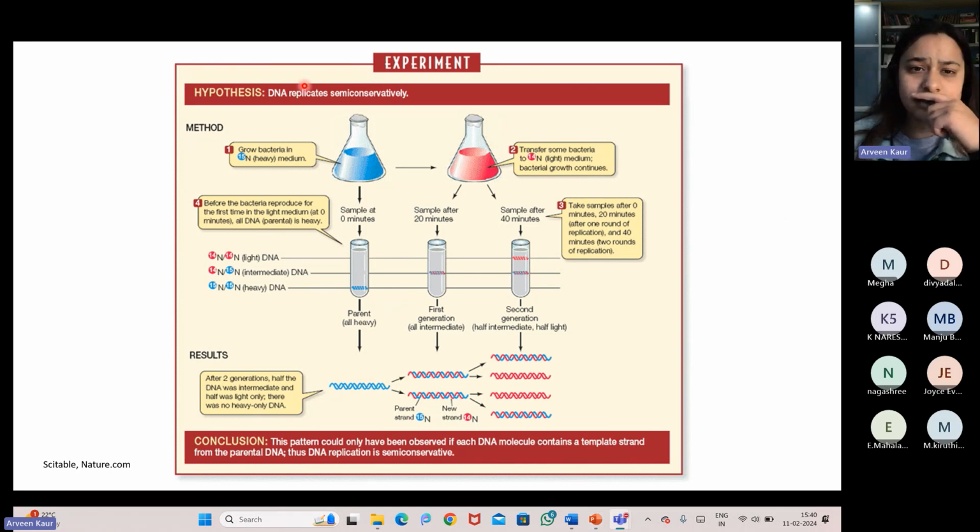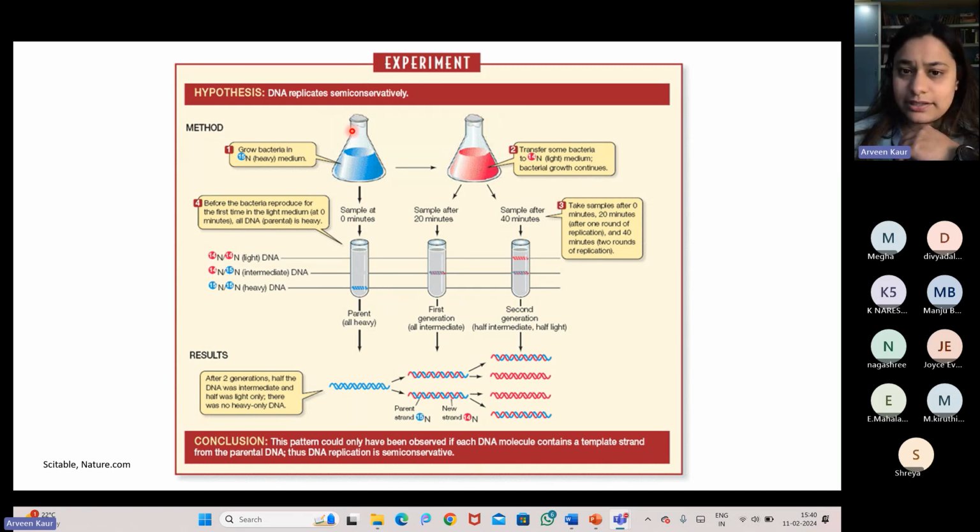So, what was their hypothesis? That DNA replicates semi-conservatively, right? Then, what is the methodology they followed, and what is the result that they obtained? The method that they followed was that they took two beakers, right? In one, they grew bacteria in N15, or N heavy, medium.